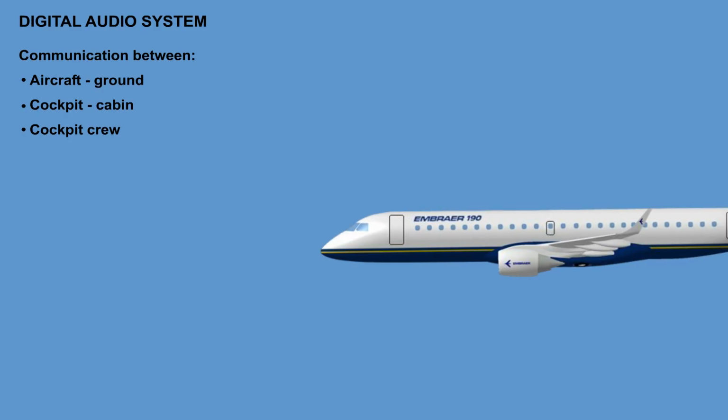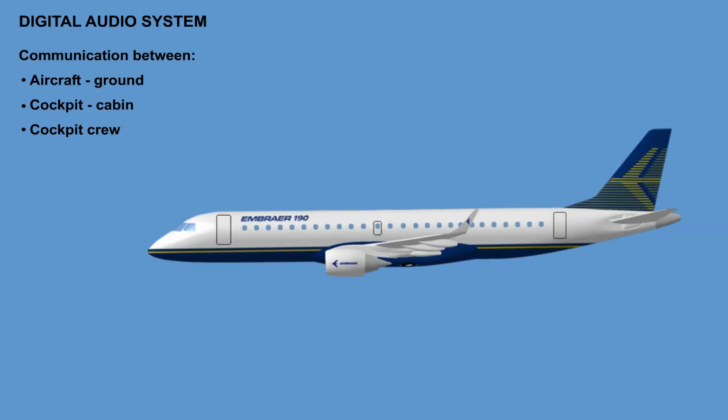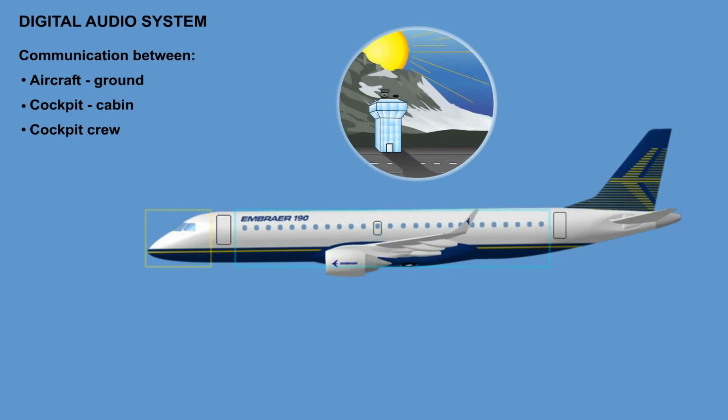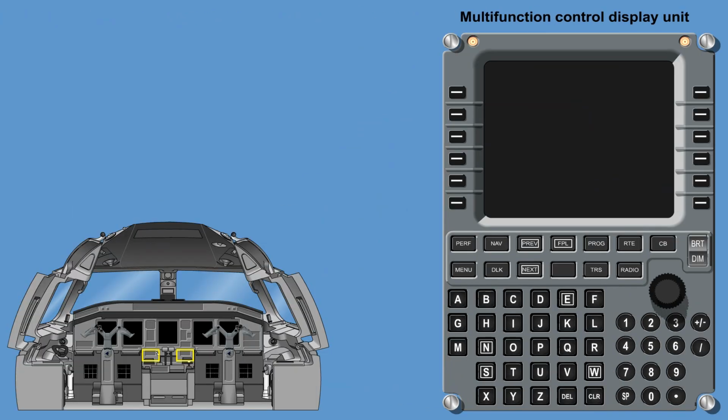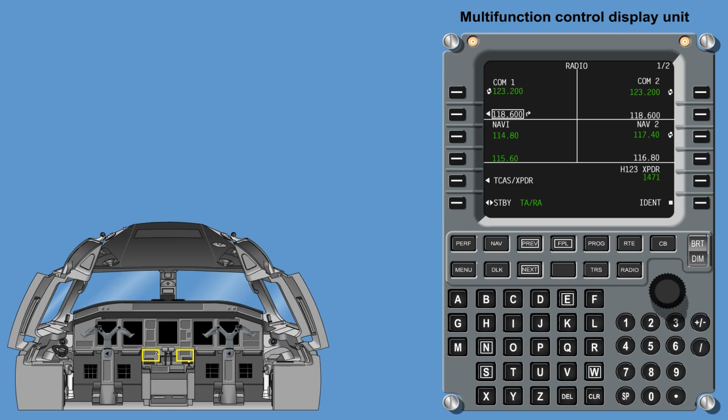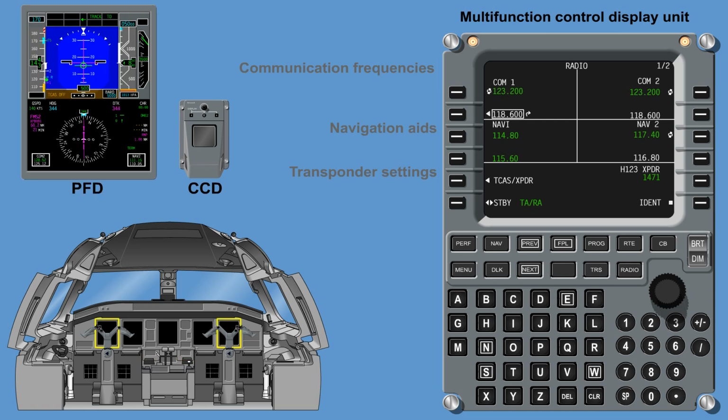The digital audio system provides the capability for communication between the aircraft and ground, between the cockpit and cabin, and among the cockpit crew. Two multifunction control display units on the pedestal are the primary means for selecting and tuning the radios. The radio page is the main interface, which allows selecting communication frequencies, navigation aids, and transponder settings. The control cursor device and the primary flight display are the secondary means for selecting and tuning the radios.